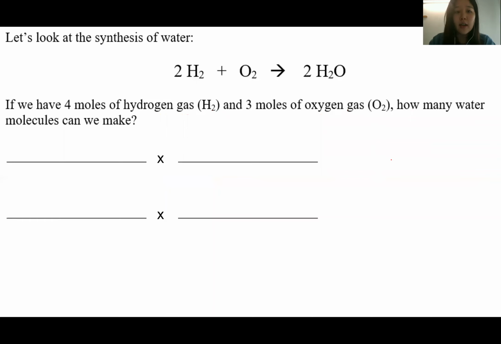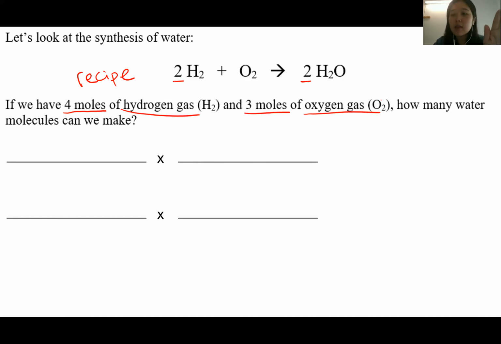So let's look at the synthesis of water. This is our recipe for making water. We need 2 moles of H2 for 1 mole of O2 to make 2 H2O molecules. In this problem, it says if we have 4 moles of hydrogen gas and 3 moles of oxygen gas, how many water molecules can we make?